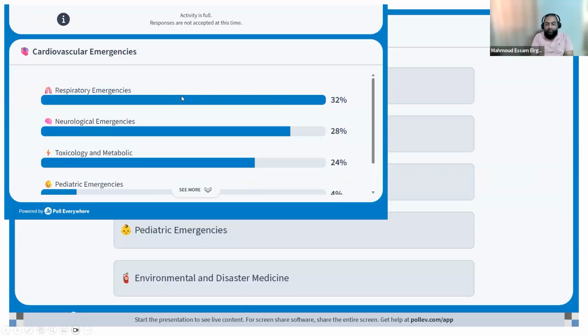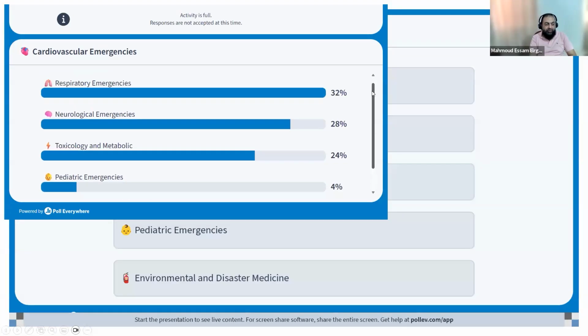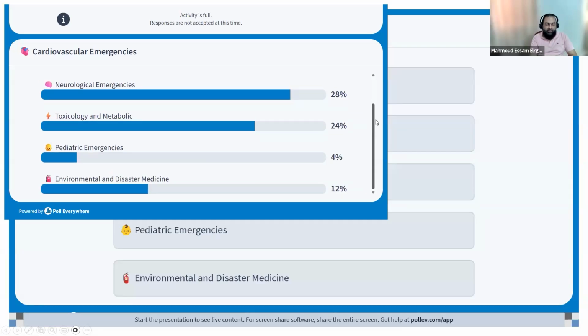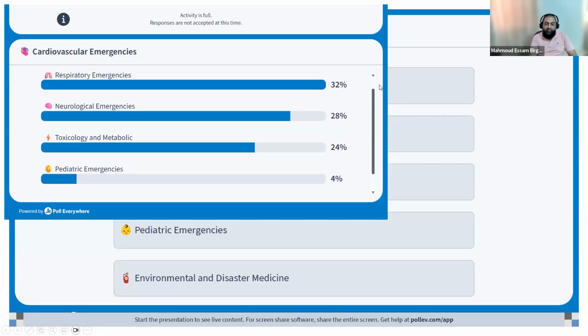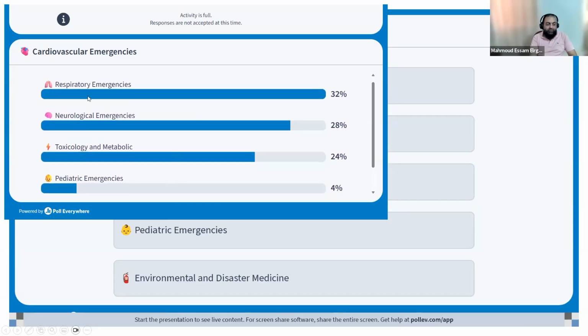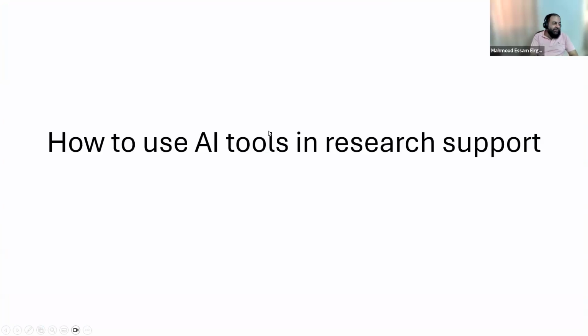Okay, so let's see. We have, well, actually almost similar: respiratory medicine, neurological, toxicological, pediatric, environmental. So we can choose one of these: the topics of respiratory, neurological, toxicological, and metabolic. Okay, I think, and that's it.